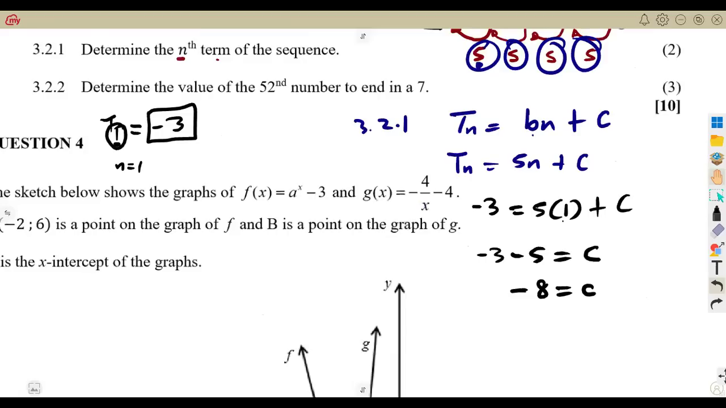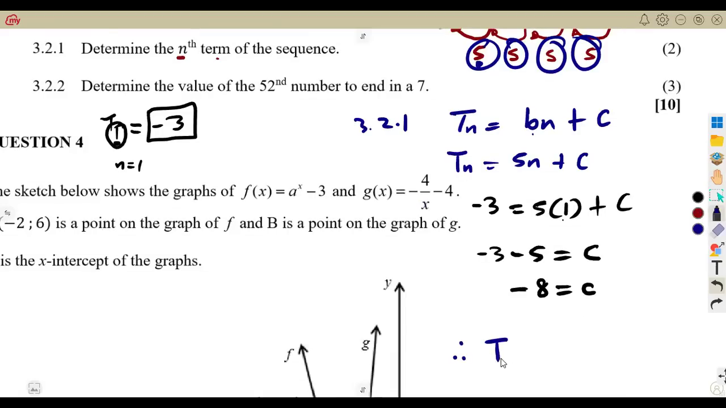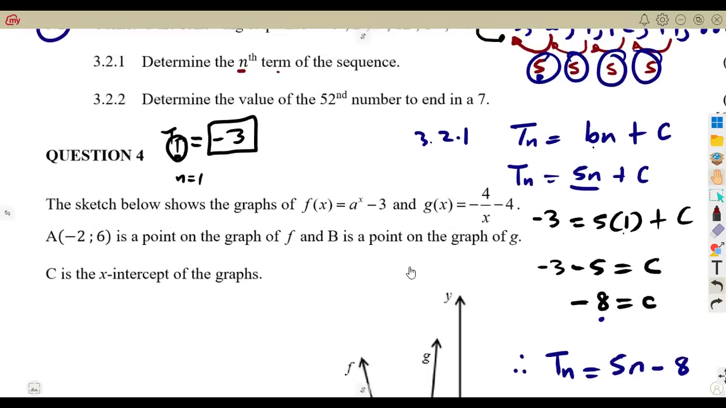So therefore, our Tn was going to be written as 5n, which is our first part, plus c. Our c is what? Minus 8. So plus and minus, guys, that's a minus. So that'll be a minus 8 at the end. So this is what we are going to use whenever you want to calculate the nth term of this sequence. We are going to use this expression that we have simplified. All right.